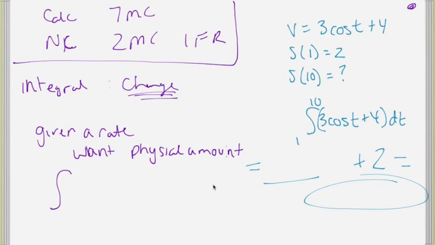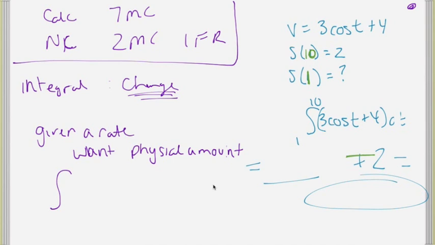Now, what if these times were reversed? So our given was at time 10, and we were asked about time 1. What would we do then? Flip it. Same thing, but we would subtract, or we could flip the integral and go from 10 to 1. But somehow we need to account for that. We're going back in time here from our given information.